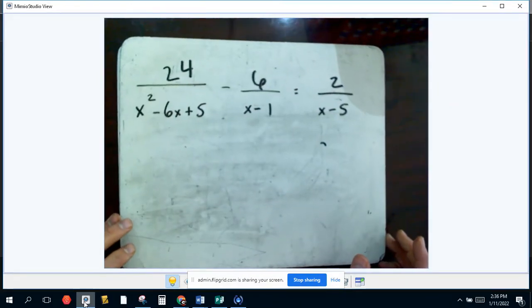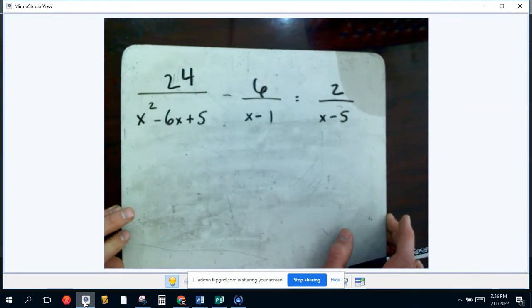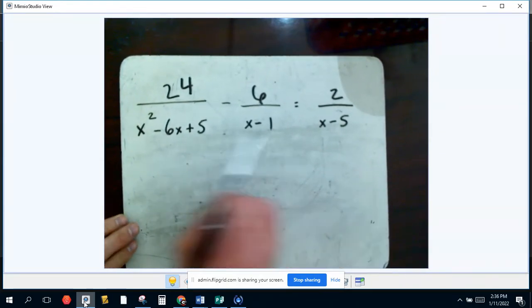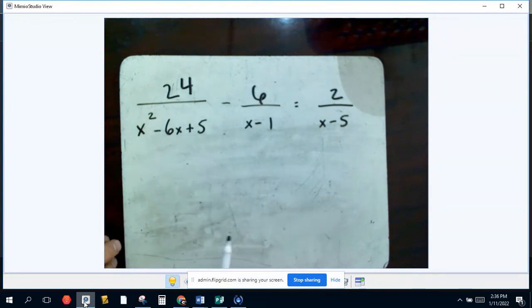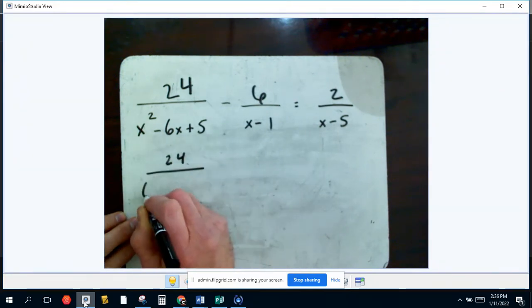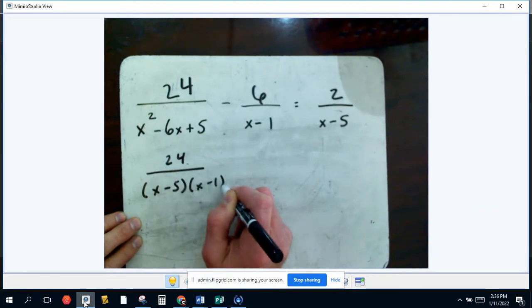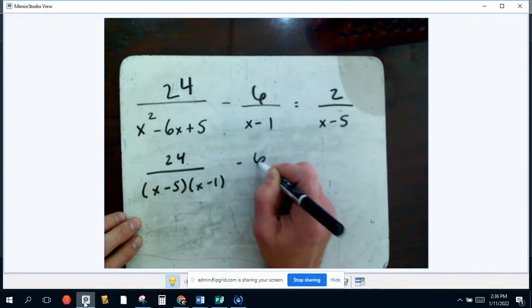Sometimes you're going to have a rational equation with 3 or more expressions. And here cross multiplying won't work unless you were to combine these two, but we're not going to combine these two. It's probably better instead to multiply everything by the LCD. Okay, so we'll do that here. That requires me to factor.